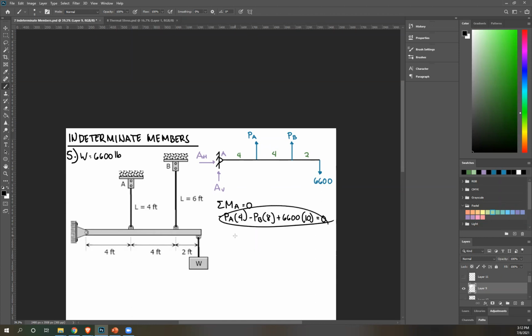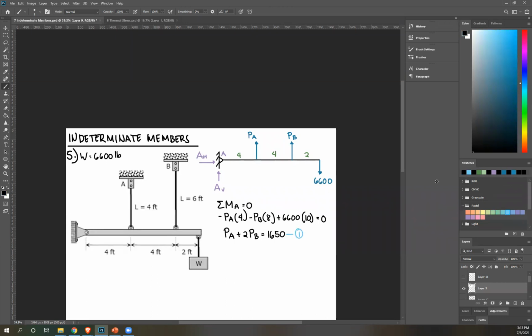Now let's simplify. You can use this equation as is, or we can simplify, divide everything by 4, right? And then transpose PA and PB to the other side to make them positive. You'll get, again, 4PA divided by 4, that becomes PA plus twice PB. And 6,600 divided by 4 is 1,650. Okay. Let's double check. 1,650. Okay. And we'll call this your equation number 1.